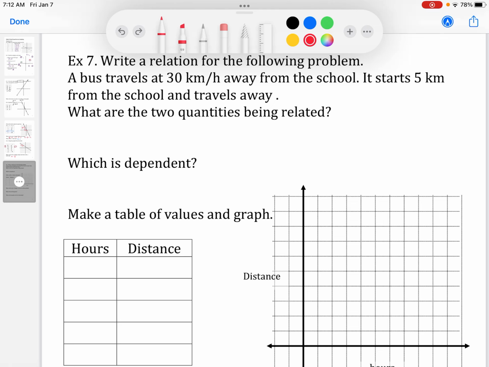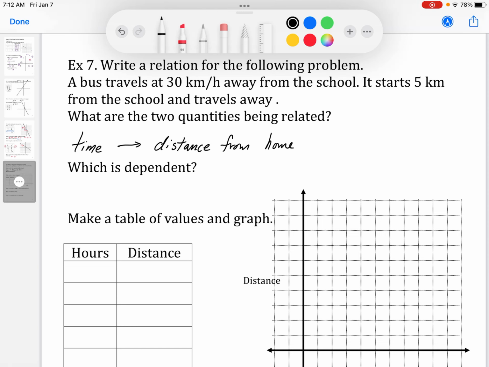So here it says, write the relation for the following problem. A bus travels 30 kilometers an hour away from the school, and it starts 5 kilometers from the school, and it's traveling away. What are the two quantities being related? Well, the two quantities being related are the time in hours and the distance from home. And this represents our x and y.